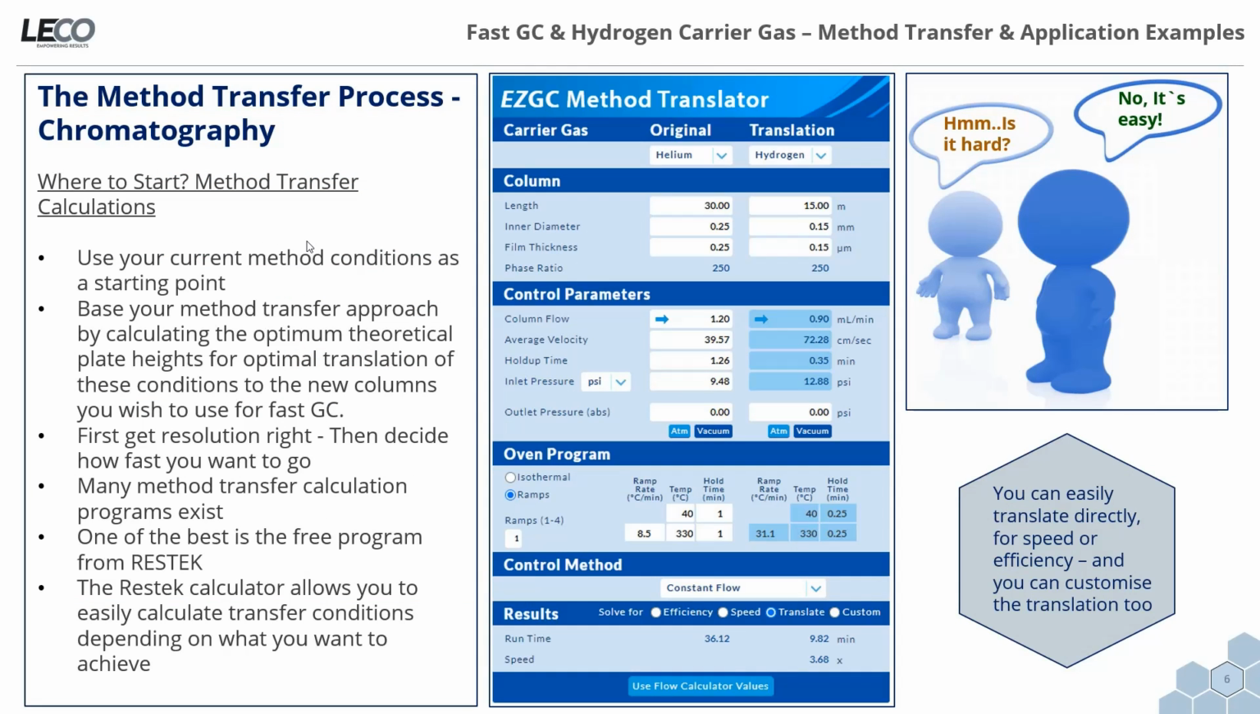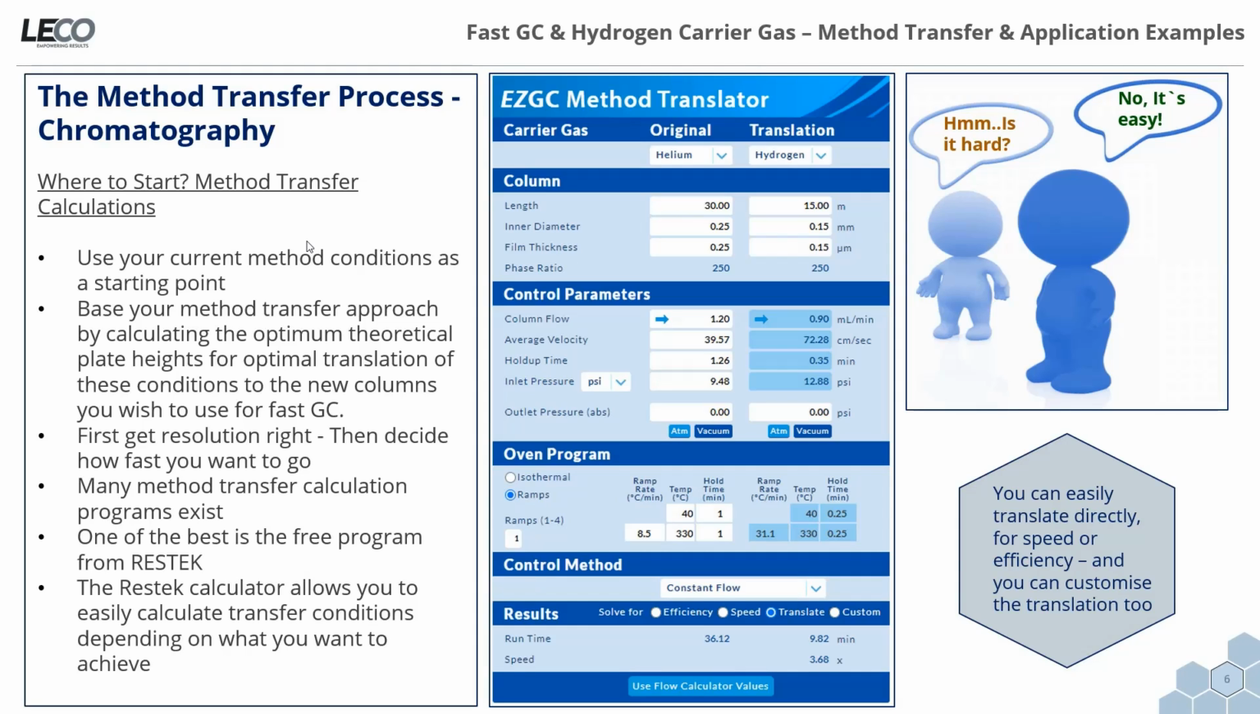So how do we do this? Is it difficult to go through the method transfer process from helium to hydrogen? Actually, it's fairly straightforward. The main thing is to start with your current most optimal conditions that you've developed and used regularly as your starting point. And then you want to base your initial calculation to maintain optimum theoretical plate heights when you switch to a new column, which is likely to have a smaller internal diameter.